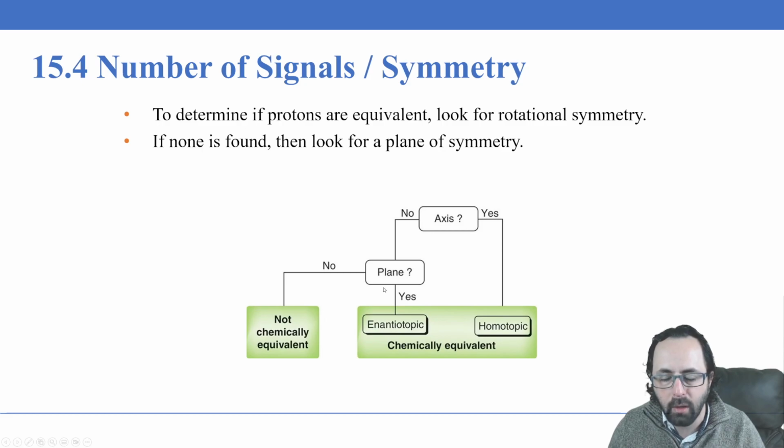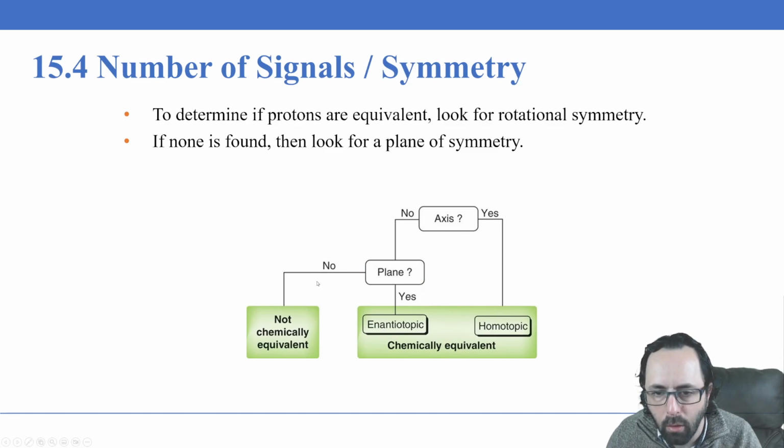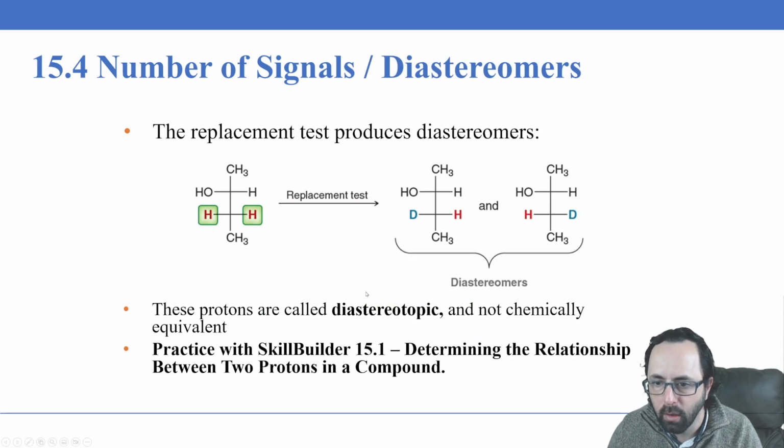If there's a mirror plane, and if you replace one hydrogen and you get the mirror image and it's the same, then we say it's enantiotopic. But if you have neither rotational symmetry, nor a plane of symmetry within the molecule, nor a mirror plane equivalence, then the protons will not be chemically equivalent. So for example, here, these two hydrogens are not chemically equivalent.